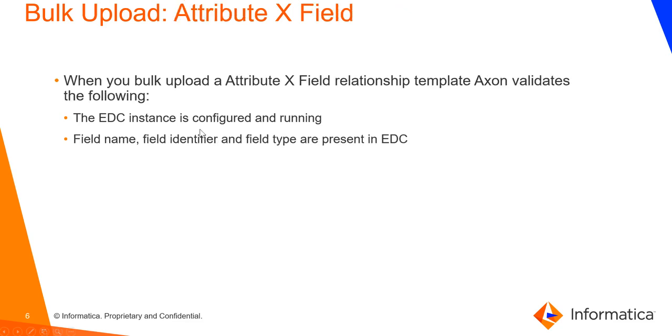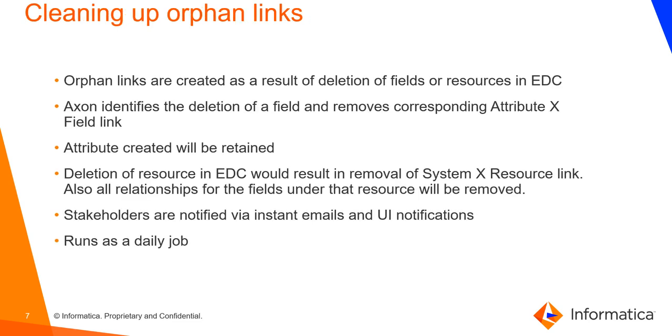Similarly, when you bulk upload an attribute X field relationship, Axon validates the following. The EDC instance is configured and running. The field name, field identifier, and field type are present in EDC. Again, if any of these conditions are not met, the upload fails. Next, let us take a look at cleaning up of orphan links.